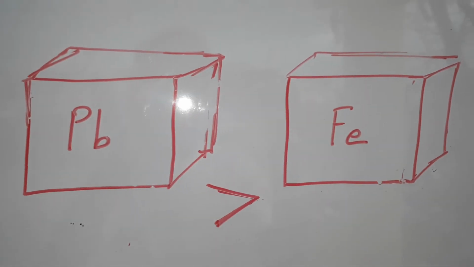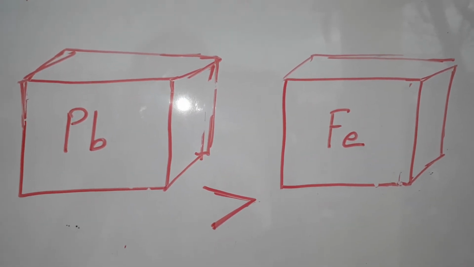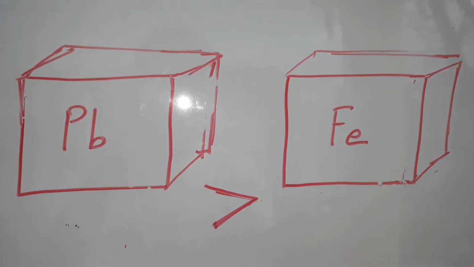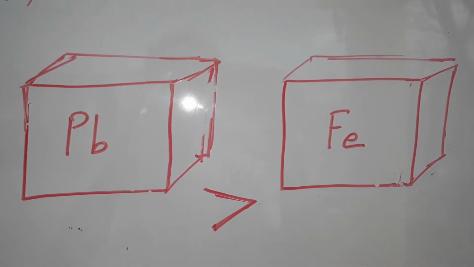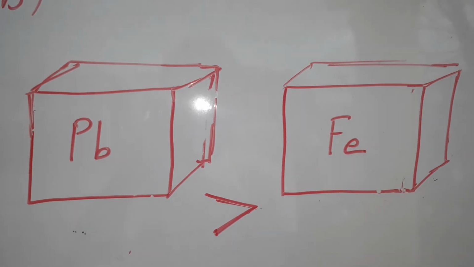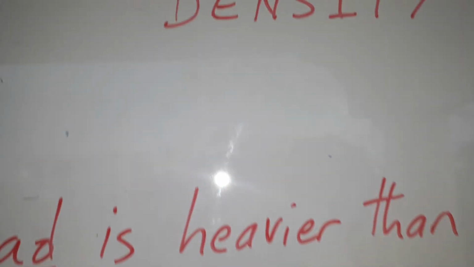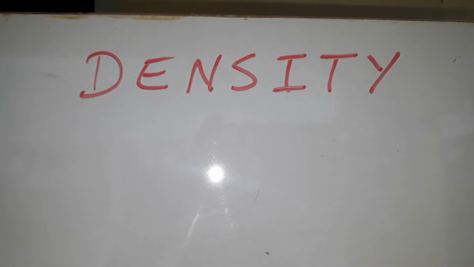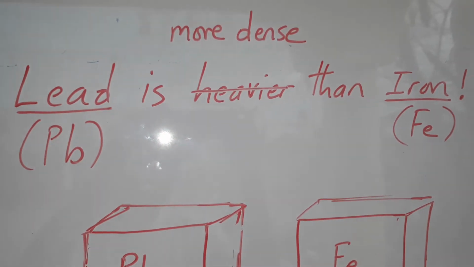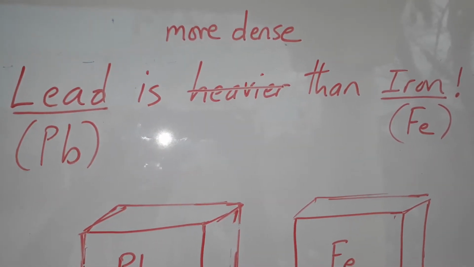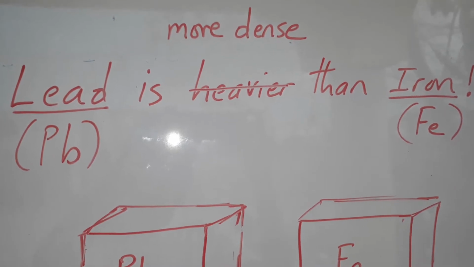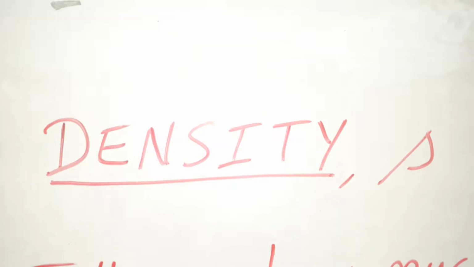So when we are comparing equal sizes of substances, what we are really comparing is their density. So instead of saying lead is heavier than iron, we say lead is more dense than iron.